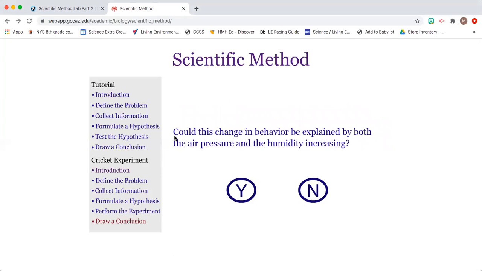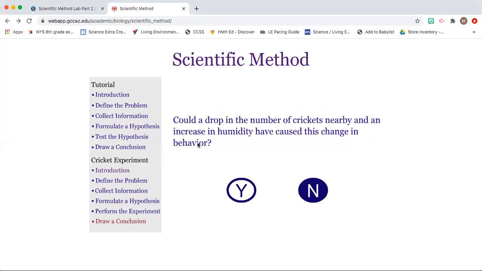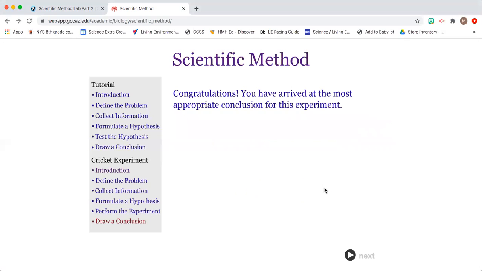Could this change in behavior be explained by both the air pressure and the humidity increasing? So same thing, we know that the air pressure and the humidity, regardless of the value, the chirps remain the same. So we can put no here. Could a drop in the number of crickets nearby and an increase in humidity have caused this change in behavior? So again, the number of crickets has no effect on the chirps. Same thing with the humidity. So again, we can say confidently that no, this will not cause a change.